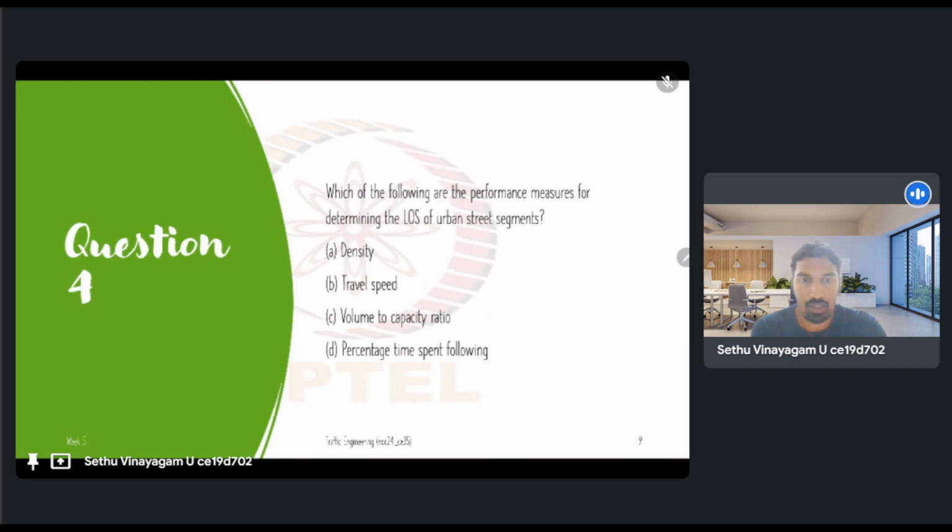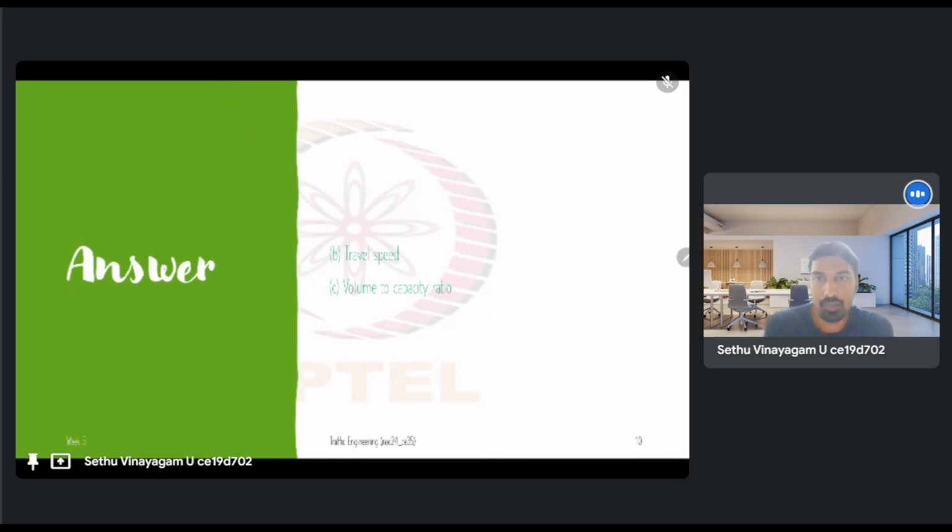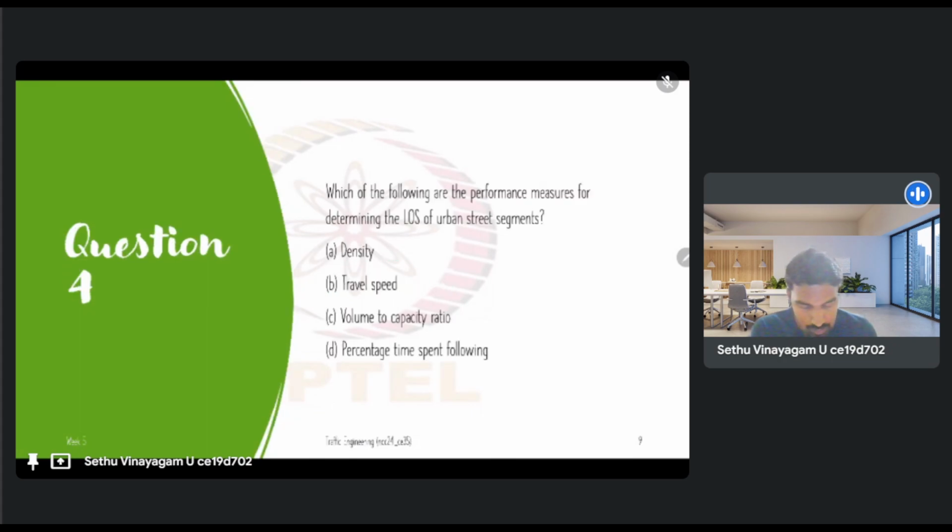Okay, so I think I take a look at the answer now. The right answer for this question is both option B, travel speed, and option C, volume to capacity ratio. Here we are looking at LOS determination of urban street segments. So far we were looking at highways, multi-lane highways and two-lane highways. Now we are moving on to urban street segments.